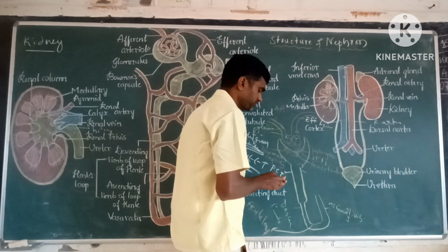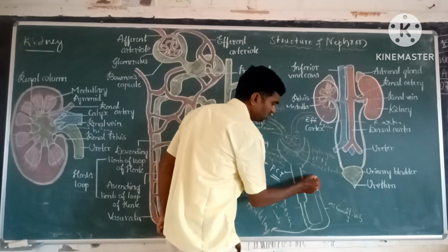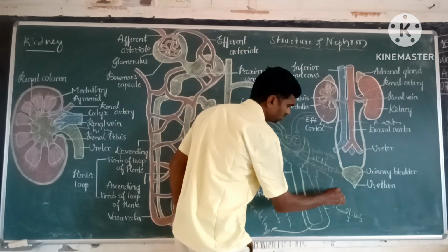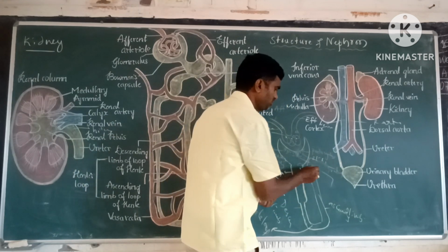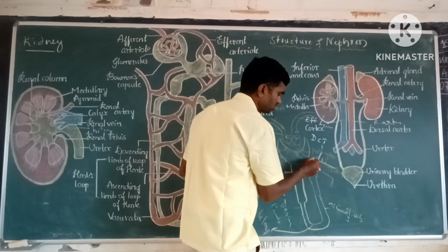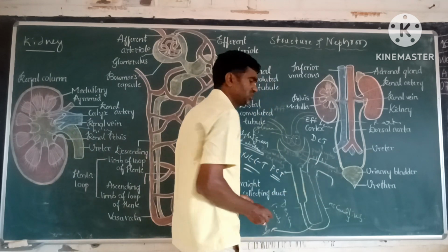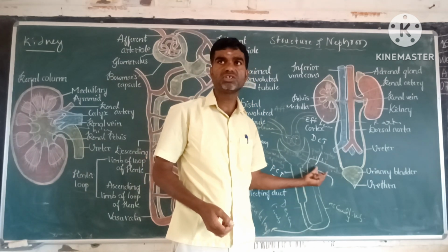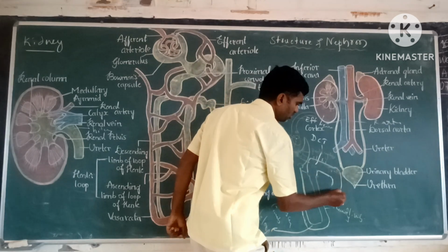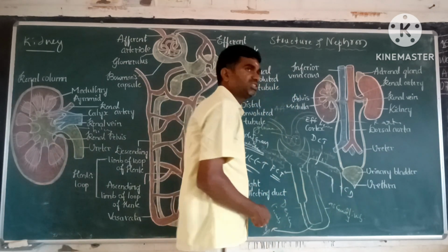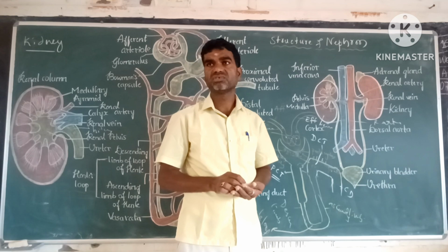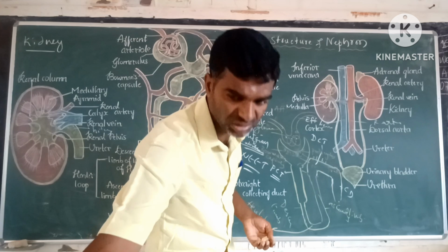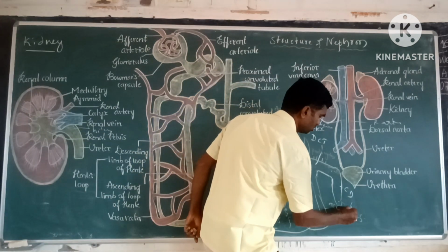Now, from the loop of Henle, the next part is called the DCT. DCT means distal convoluted tubule. Here it is forming the distal convoluted tubule. From the distal convoluted tubule, the CD is formed. CD means collecting duct. From the collecting duct, the next region is the Bellini duct, the Bellini tube.